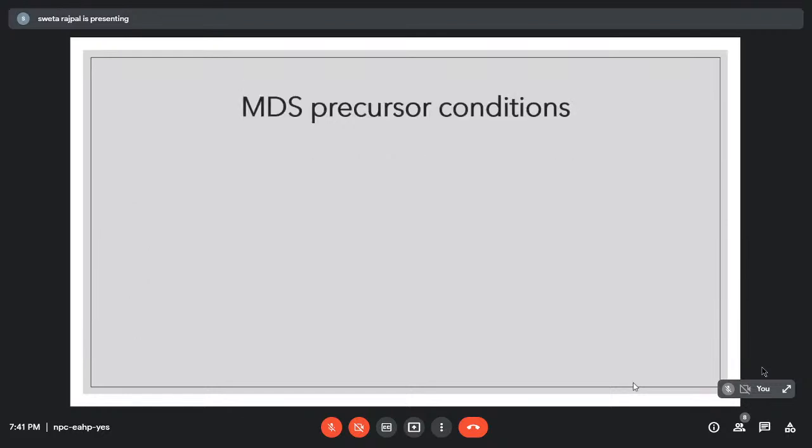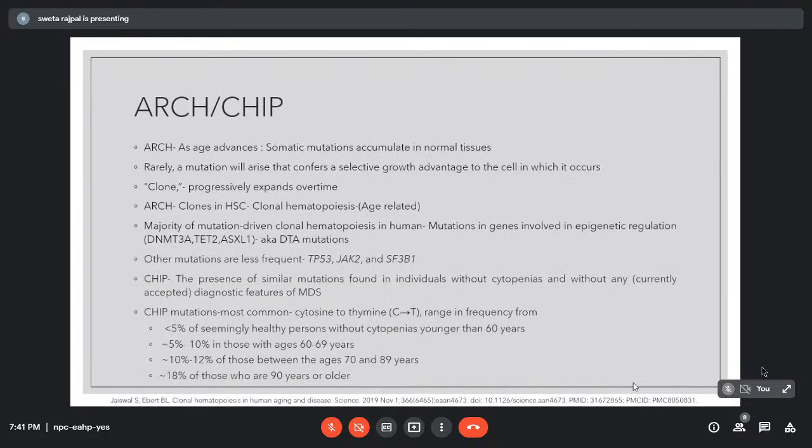So the MDS, we know that it is a myeloid neoplasm, and do we have any precursor conditions for MDS? I think so, we do. Before going into the MDS precursor lesions, one should know about something called age-related clonal hematopoiesis.